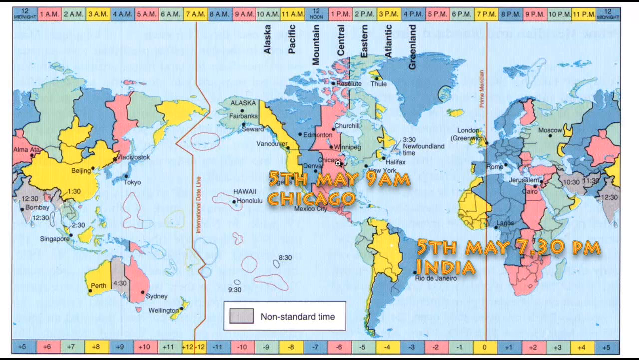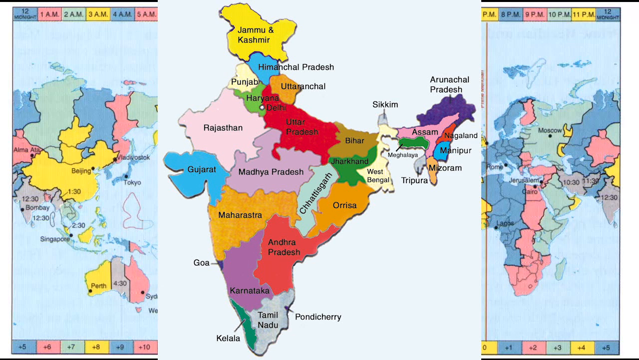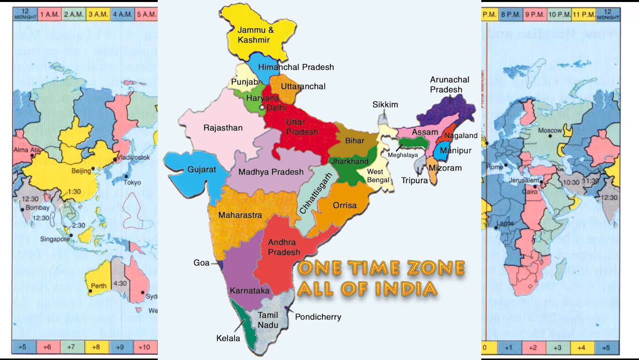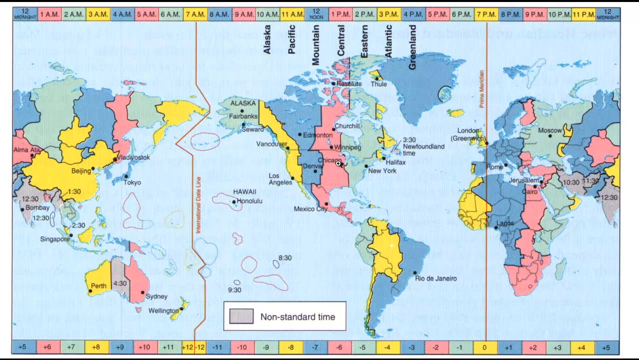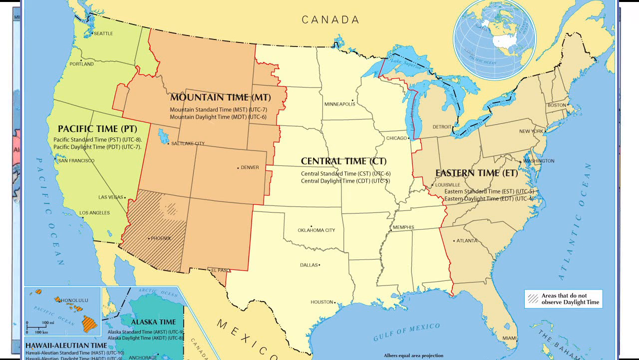Now, India, whether you're located in Kolkata or whether you're located in Mumbai, it doesn't really matter. If it is 4:30 p.m. in Kolkata, it is 4:30 p.m. in Bombay also at the same time. That is because India has only got one time zone. But the same is not true with the United States. There are 5 time zones in the US.